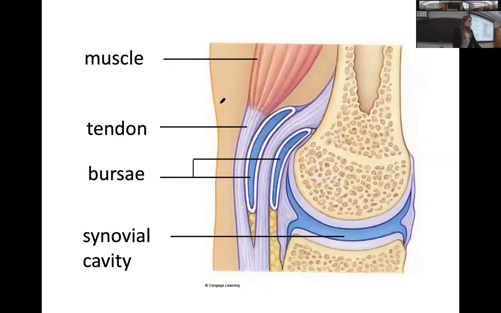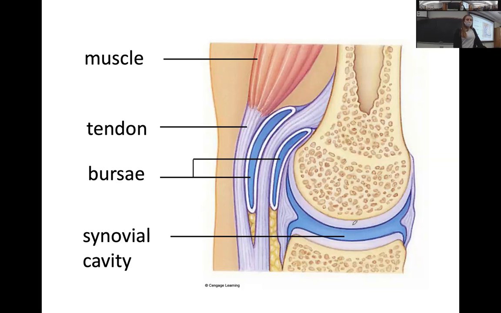This is just a blown up picture of the muscle, the tendon, the bursa, and the synovial cavity. So the muscle here is in that pinkish reddish color at the top. Whether or not our muscles contract or flex and release is how that bone is told to move. Then the tendon is how the muscle connects to the bone and the joint, as well as the ligaments.